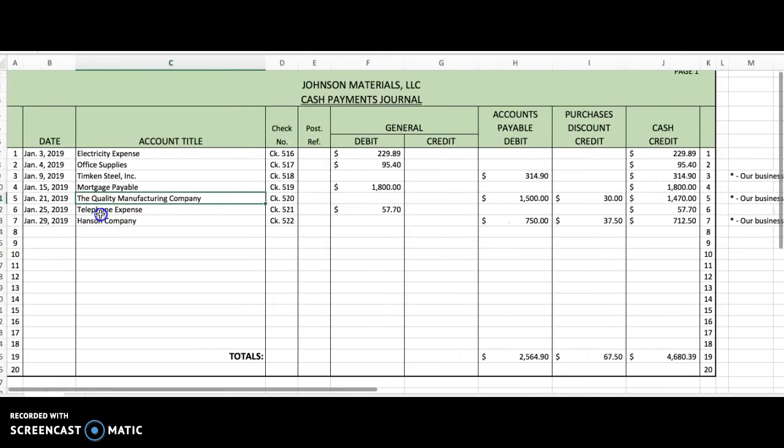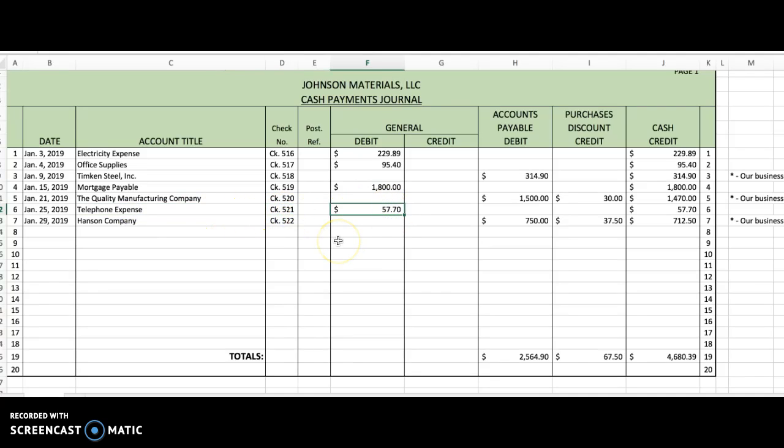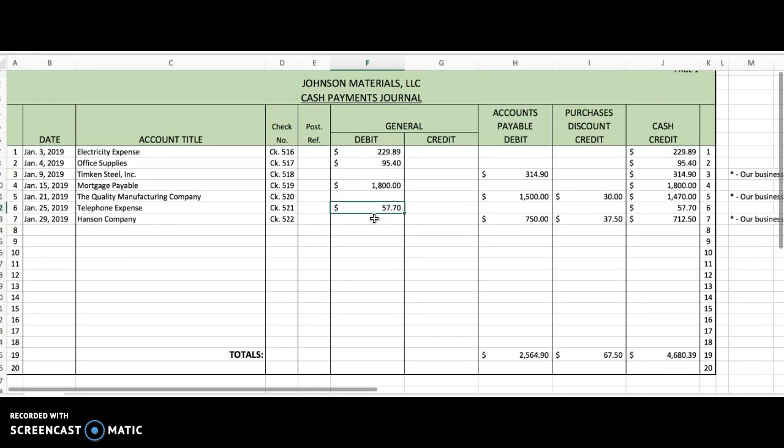Another expense account, January 25th, pay telephone expense. A check is the source document. General debit, which would be posted to the telephone expense account, and cash is credited. Expenses typically are not going to be offered. We will not be offered a purchases discount for an expense.